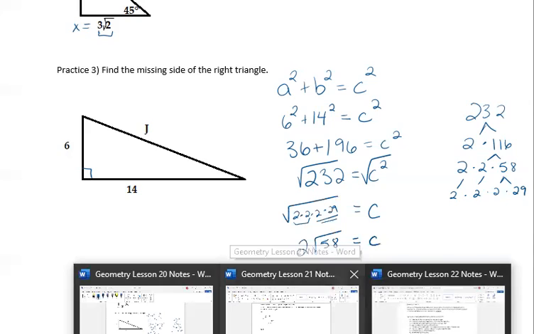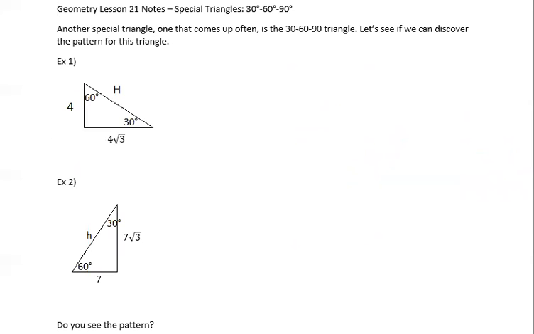Let's see if we can get through lesson 21. All right, so lesson 20 was on 45, 45, 90. There's another special triangle that comes up very often, and it's a 30, 60, 90 triangle. So again, it's 30 degrees, 60 degrees, and 90 degrees. Let's see if we can find a pattern for this one. So here we are given 2 lengths of the legs and the hypotenuse right here we need to figure out.